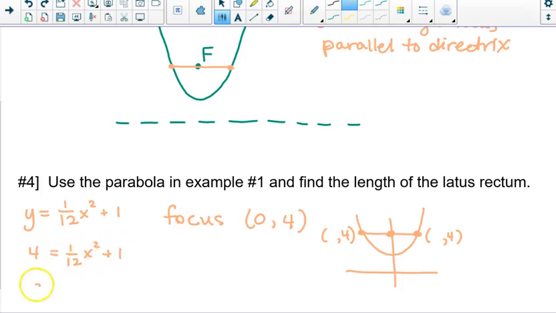Let's subtract 1 from both sides. These numbers are working out nicely. Let's multiply both sides by 12, and let's square root. Okay, so we have the point (-6, 4) and the point (6, 4). What is the length of the lattice rectum? What is the length of that segment? It would be 12, 12 units of some kind.